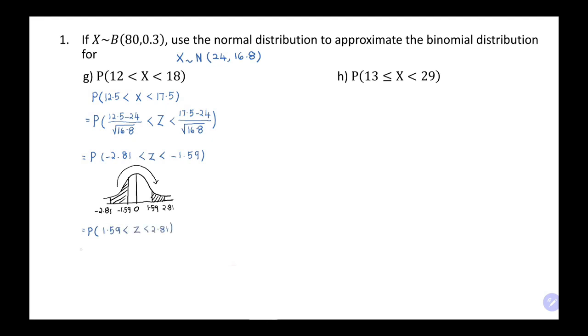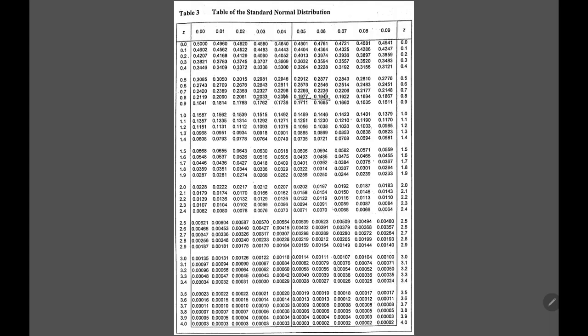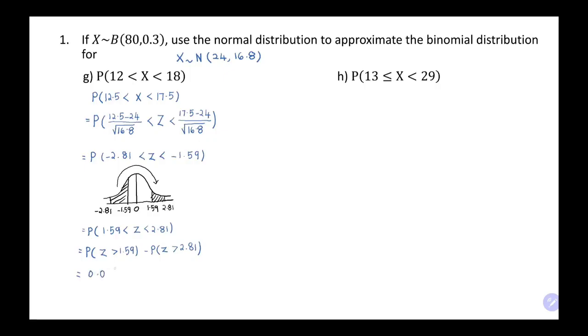So we find 1.59 until 2.81. To find this area, we take P(Z) greater than 1.59. We minus P(Z) greater than 2.81. Then we check the table. 1.59 we have 0.0559. And 2.81 we have 0.00248. 0.0559 we minus 0.00248. Then we solve, we get answer 0.05342.